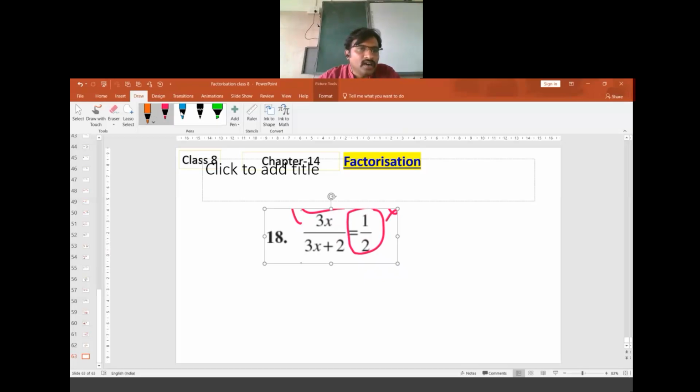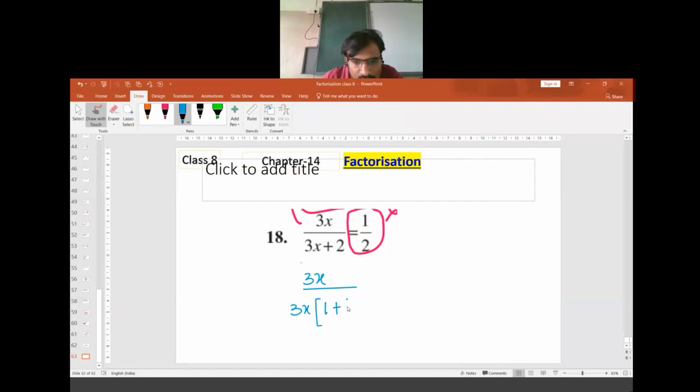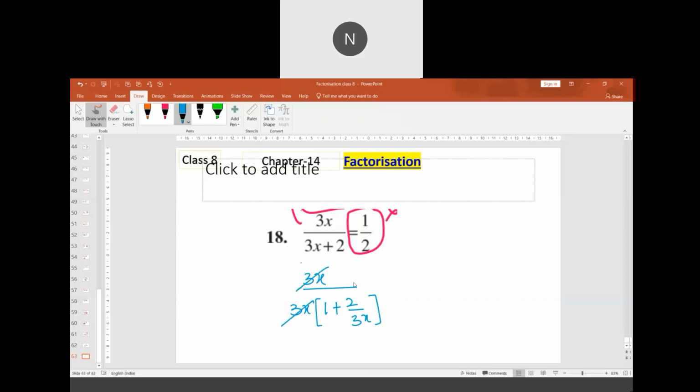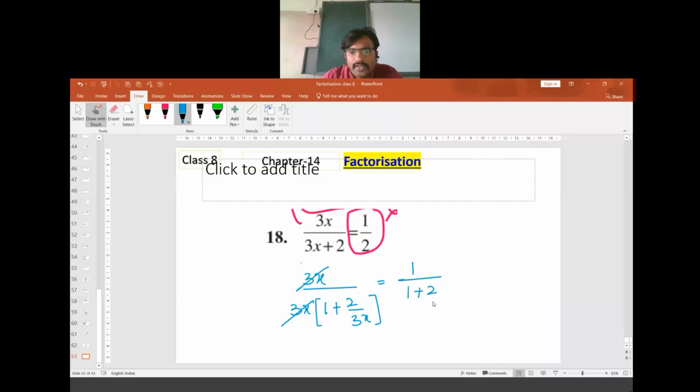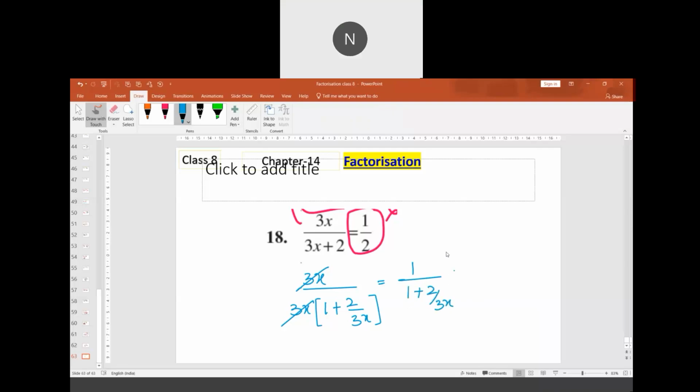If you want to take common, we can take common, but the things will be different, like this. If 3x is taken out, 1 remains plus 2 by 3x will remain. Now you cancel, no issue. The answer is 1 upon 1 plus 2 by 3x. This is the answer. It cannot be 1 by 2. Clear?